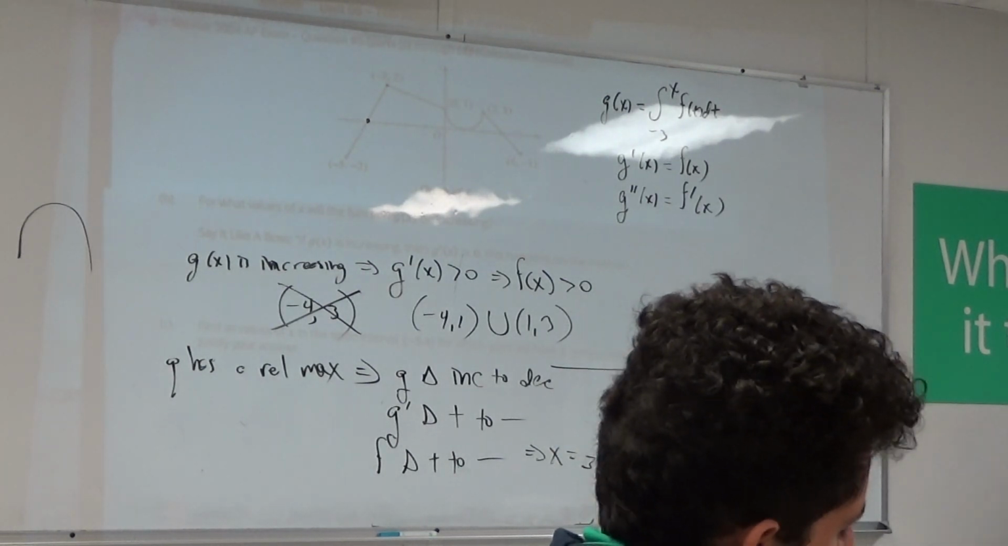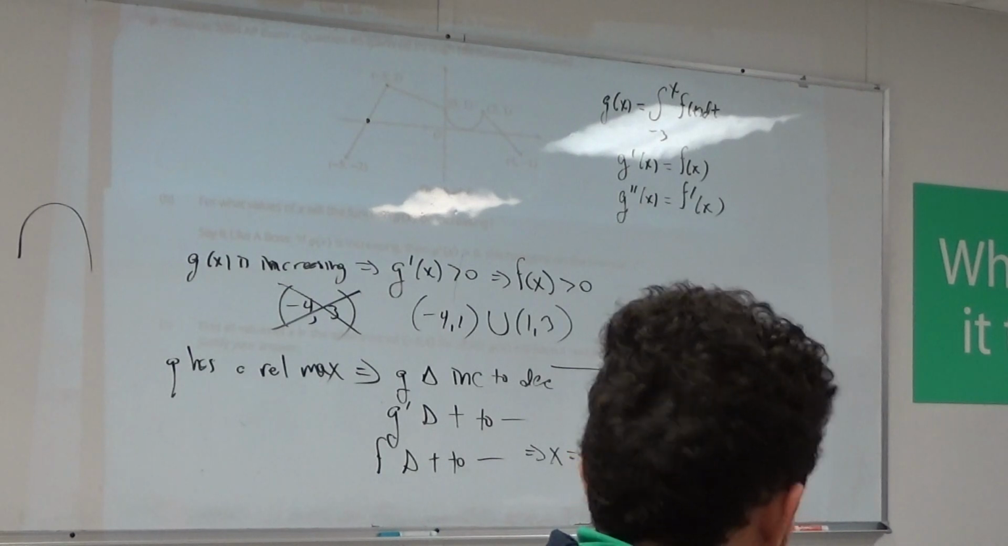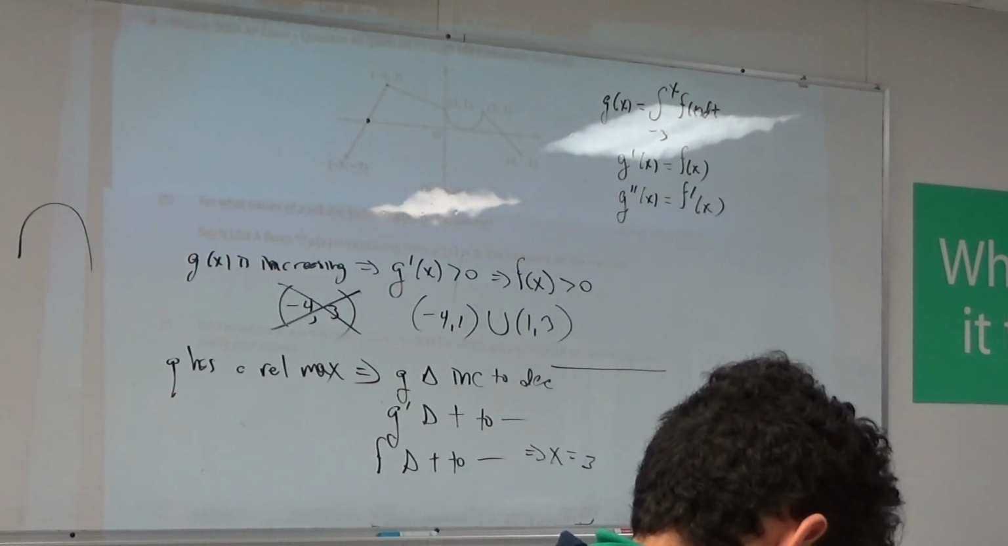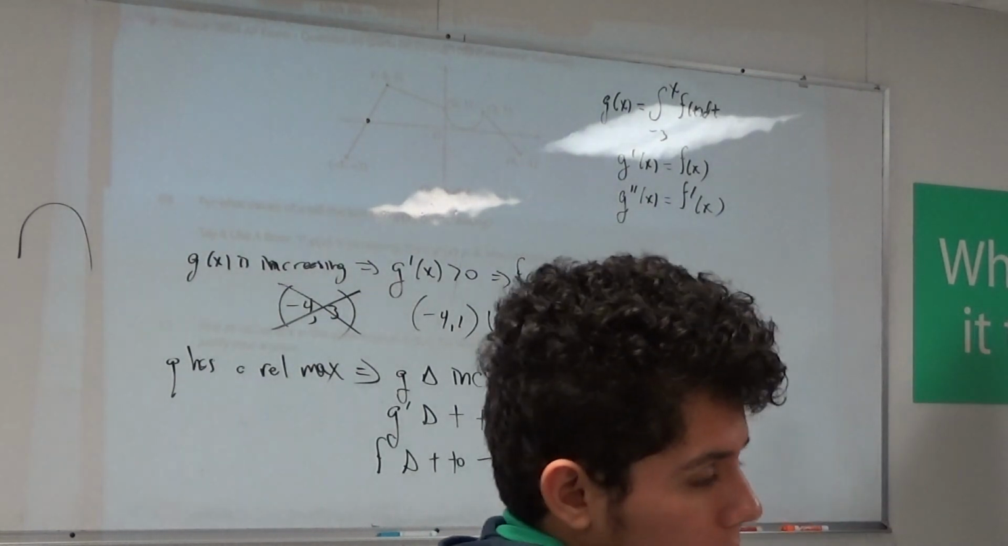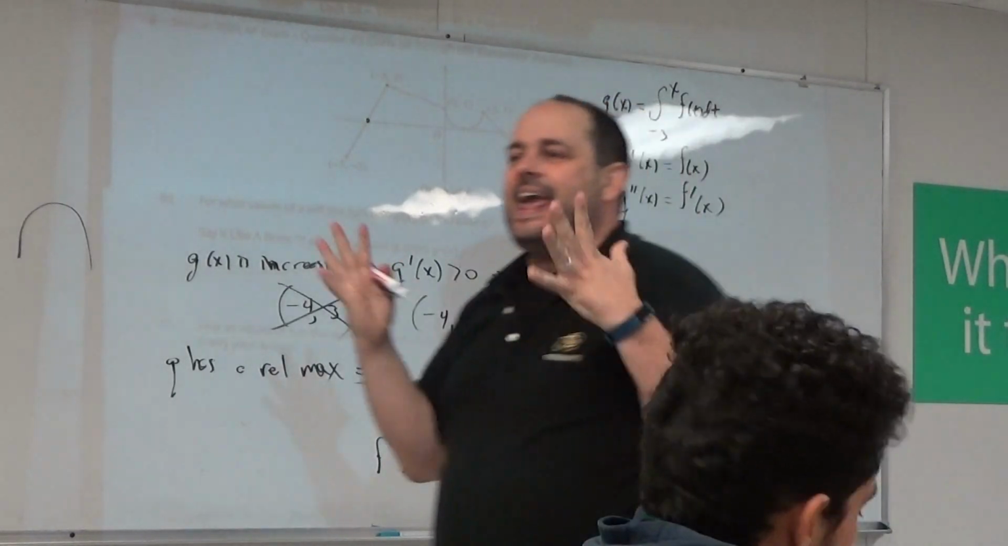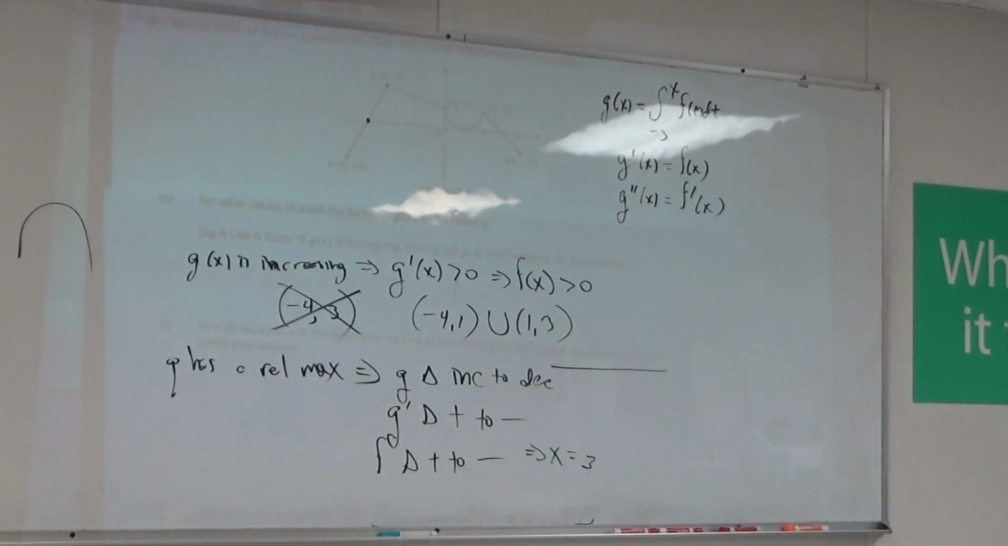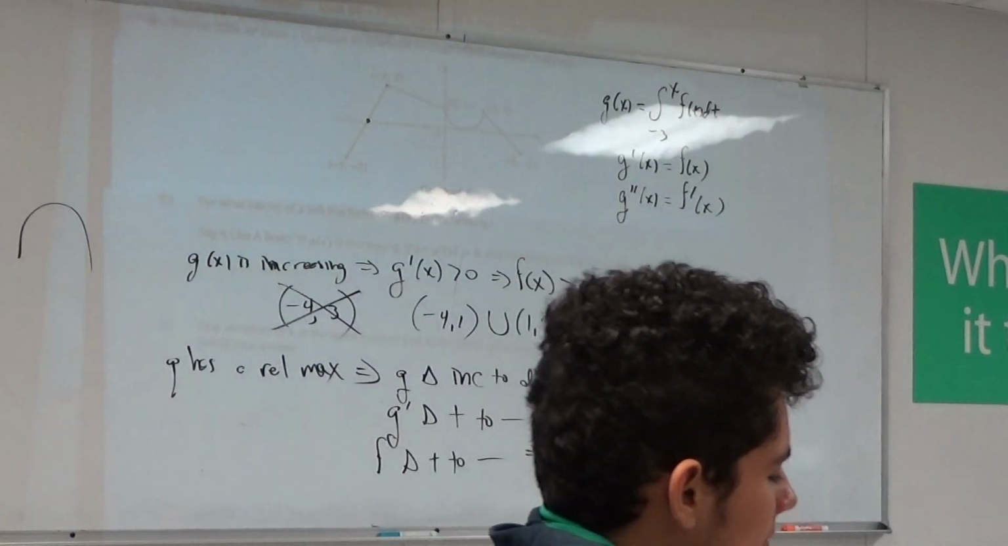All right, D. Same graph. Find all values of x in the interval at which G has a point of inflection. Yes, points of inflection. It's been ages since points of inflection. We'll talk in a minute. It's been too short.